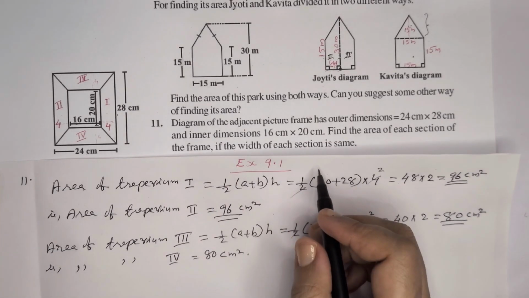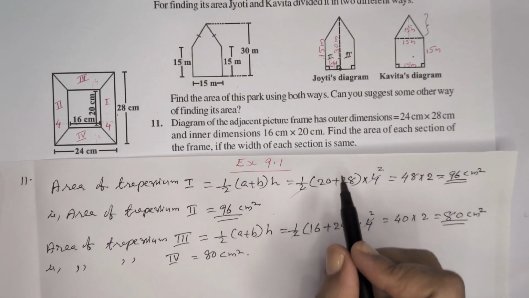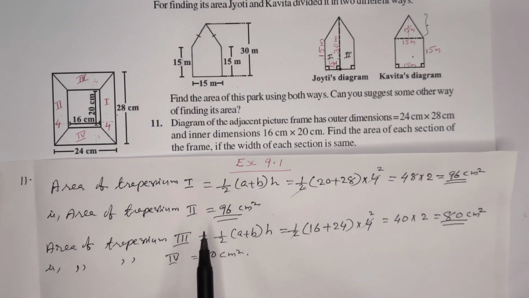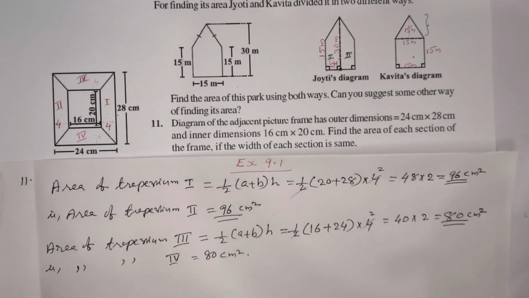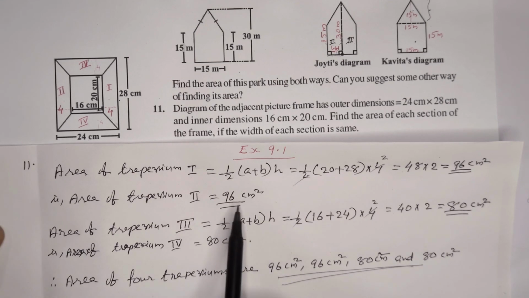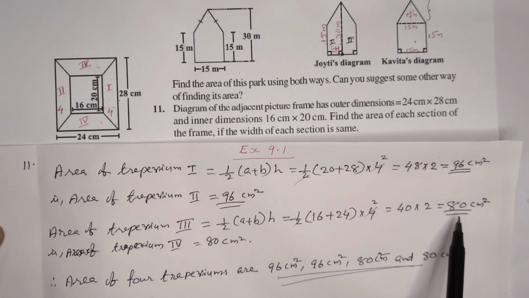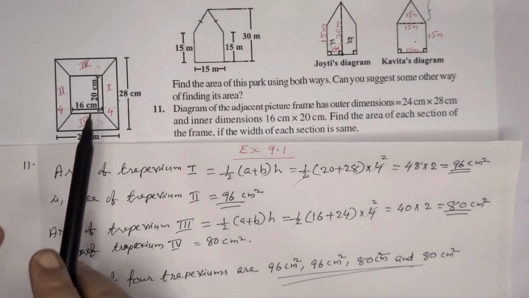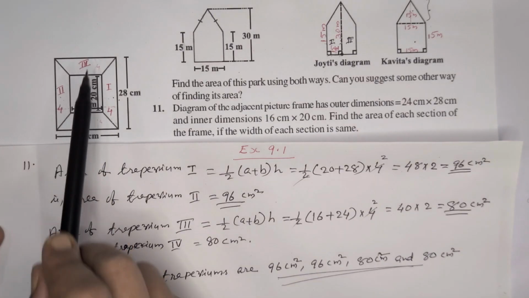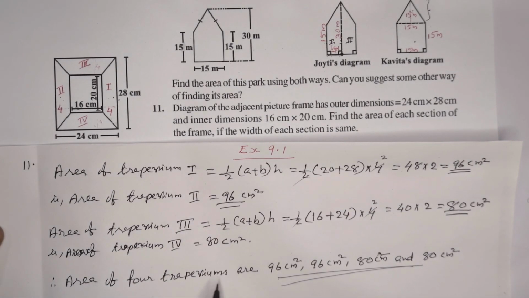Now we can write the area of each section. We got the area of the first one as 96 centimeter square. Second also 96 centimeter square. Third is 80. Fourth is 80. From the figure, 1, 2, 3, 4. So we can write the area of 4 trapeziums: 96 centimeter square, 96 centimeter square, 80 centimeter square and 80 centimeter square. 4 sections.